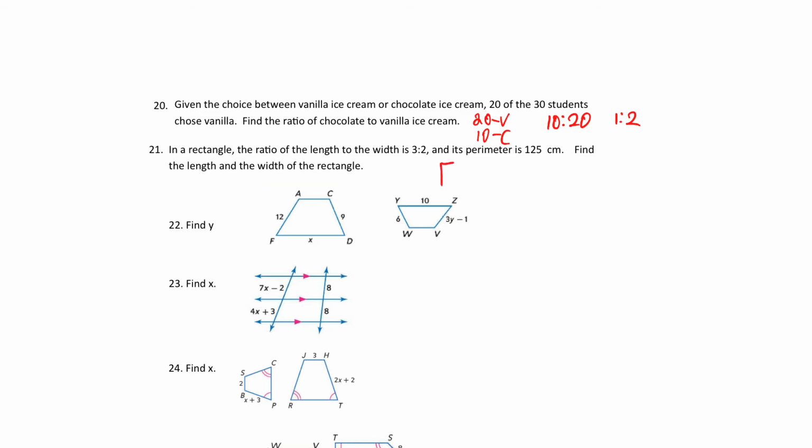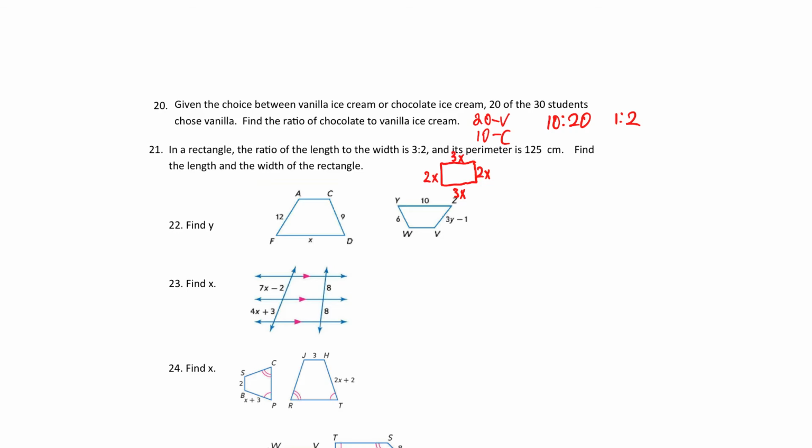Okay, number 21, it says that the ratio of length to width in this rectangle is 3 to 2. So every 3 parts in the length, it's 2 parts in the width. Now it talks about the perimeter here, so we've got to think about all the way around. So perimeter's all the way around.